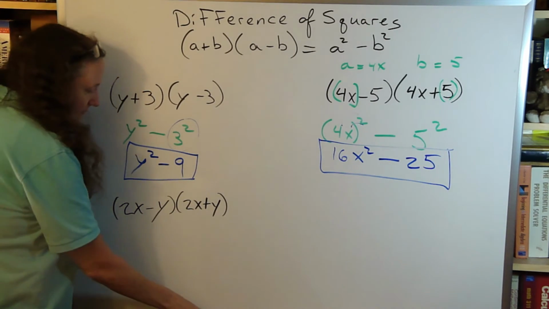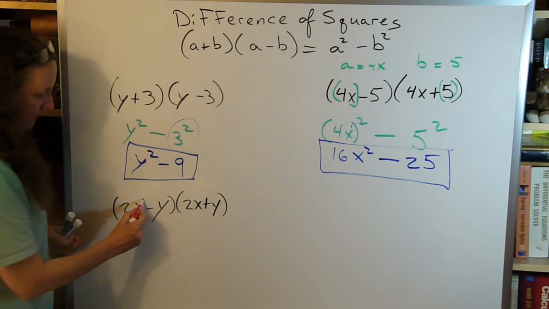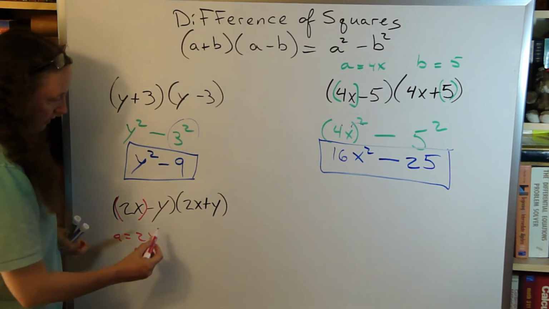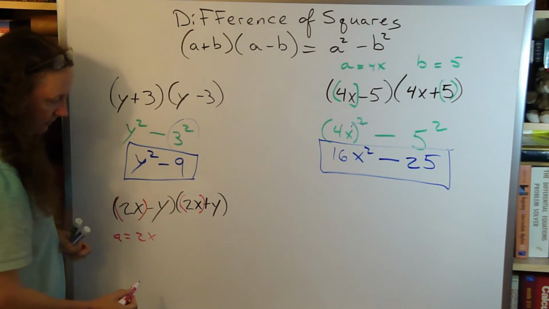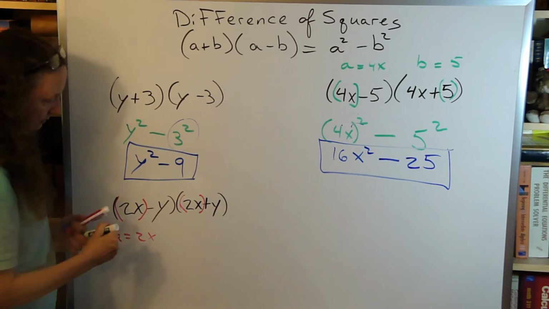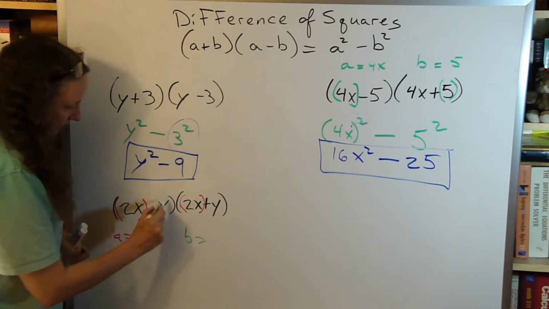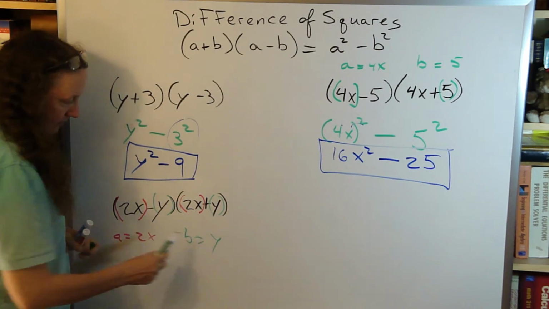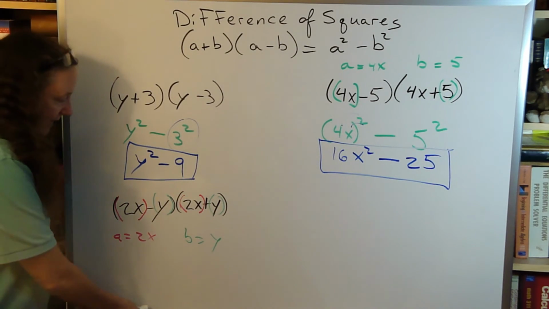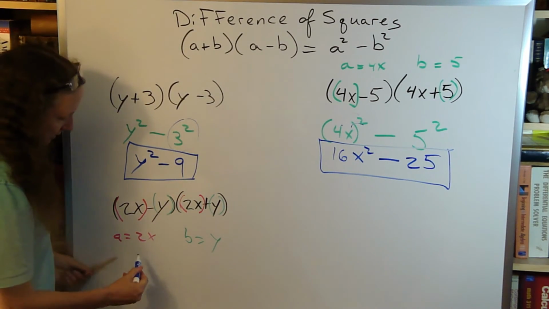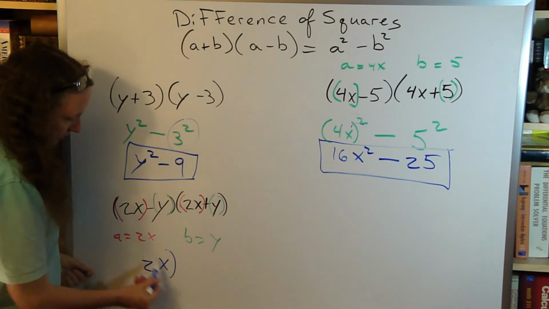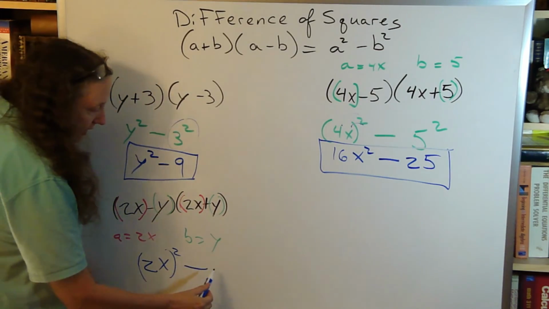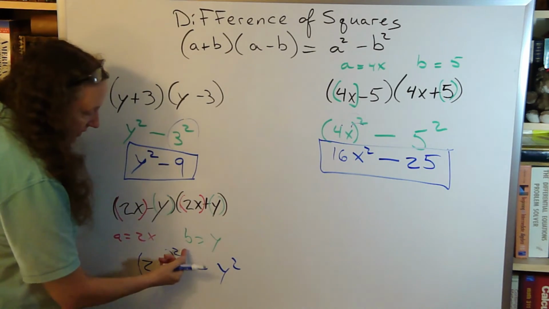Looking at this one down here, we identify what is our a. A is 2x, because it's the same in both of them. What is b? B is y, because it's the same in both of them. So I have a squared, 2x squared, minus y squared, because that's the b squared part.